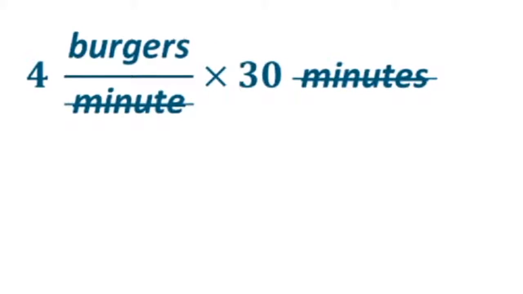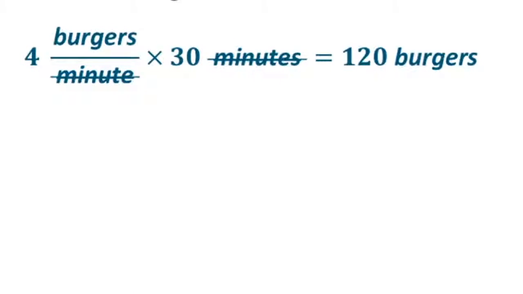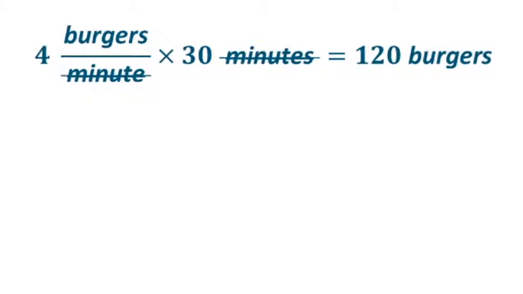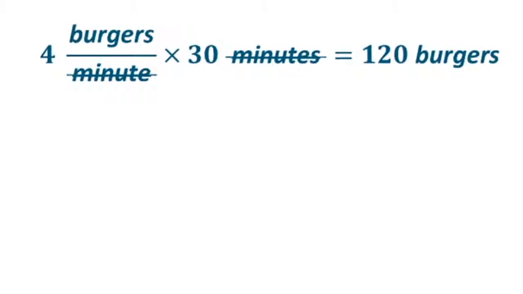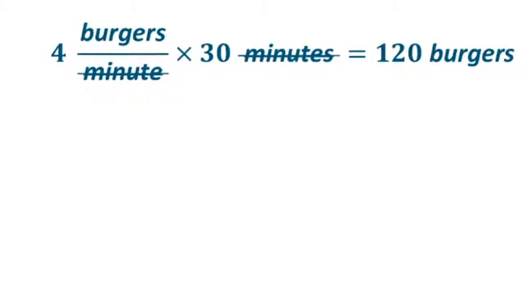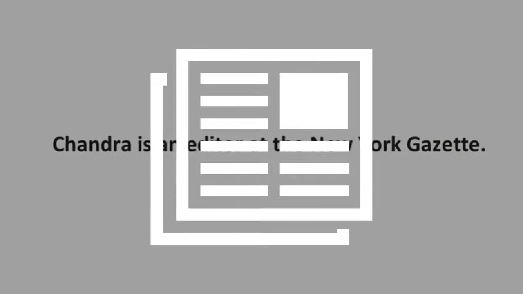So we can cancel our minutes out and be left with the problem that says 4 burgers, 30 times as much. And 4 times 30 is 120. And we have that label of burgers, so it's 120 burgers every 30 minutes. Let's try this method out again with Chandra.